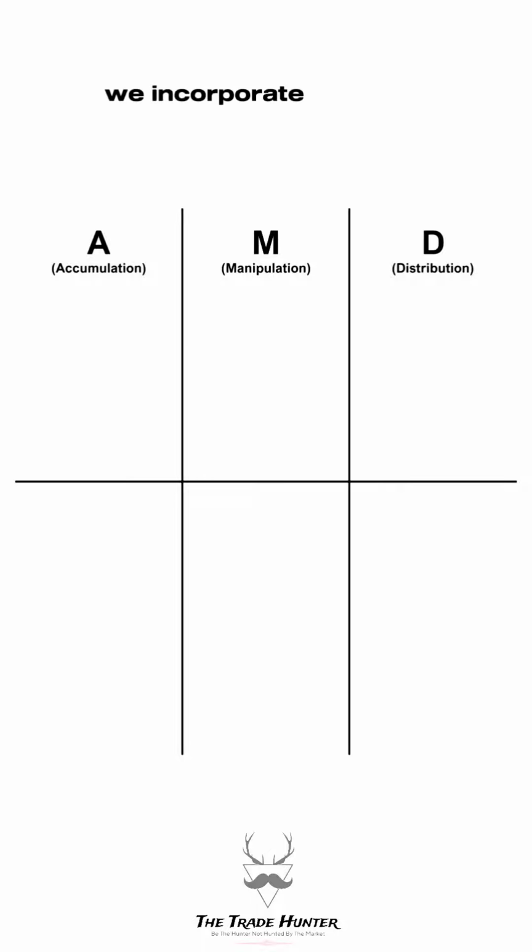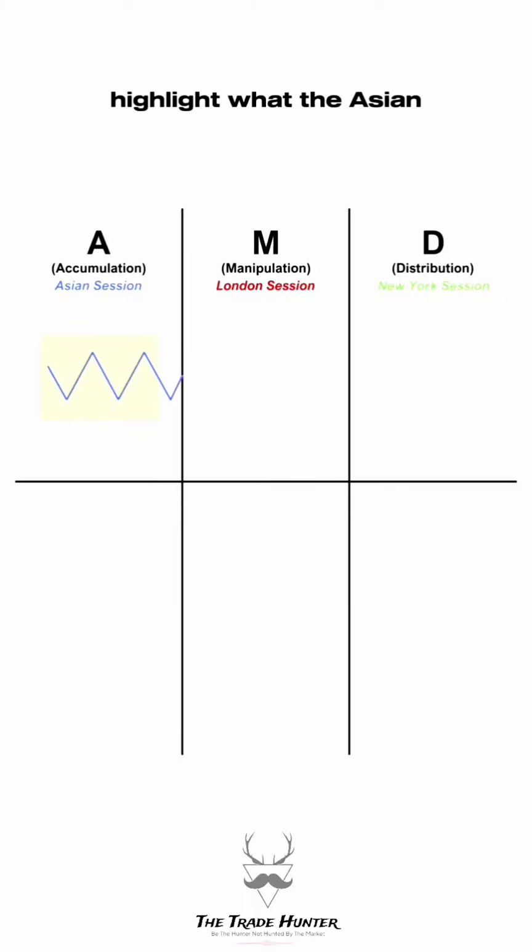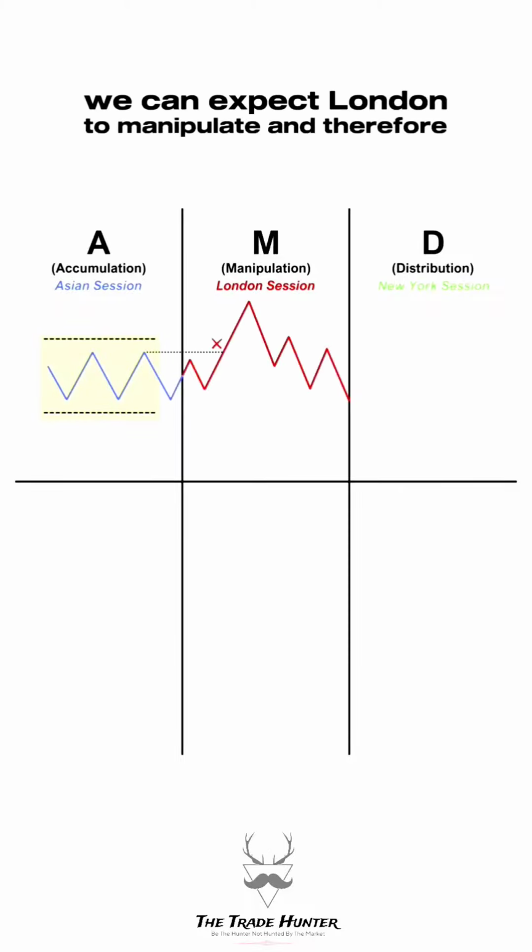Now the trick is, we incorporate time into our AMD cycle by looking at the Asian session, London session, and the New York session. And here's how we do that. When you get to the charts, highlight what the Asian session has done. Why? Because chances are, if it's accumulated, we can expect London to manipulate and therefore New York to distribute.